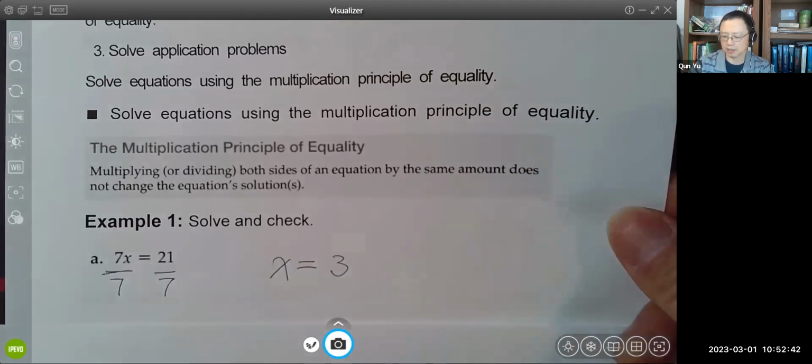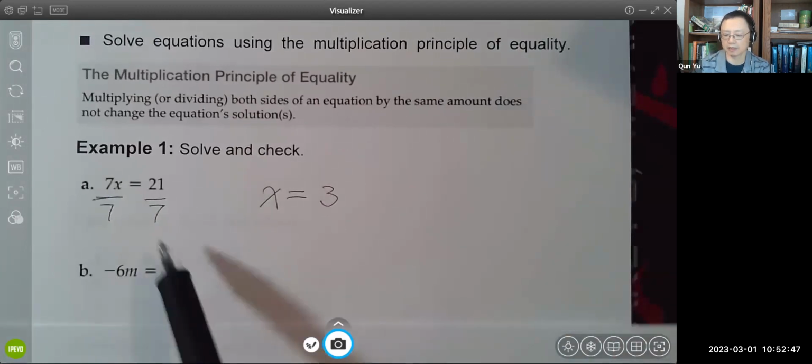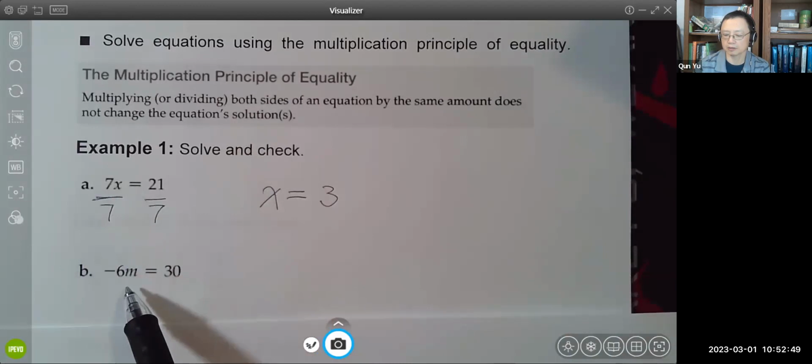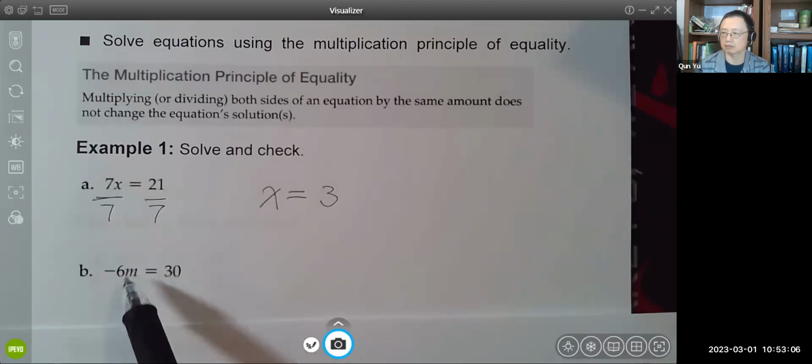Moving on to the next one. This time we have exactly the same kind of problem, same structure. The only difference is that we have -6 multiplied by this unknown variable m instead of a positive number. But it really doesn't matter whether we have a positive number or a negative number, because either way we need to get rid of this number in front of the variable. How do we do that? We do it the same way because they are connected the same way. They multiply together. We want to do division to get rid of it.